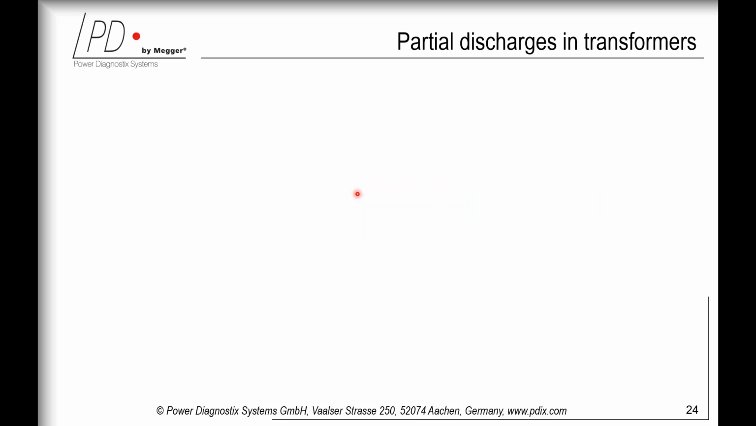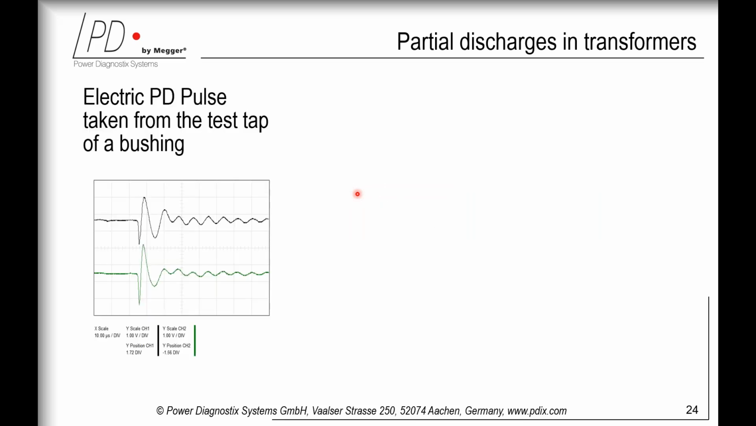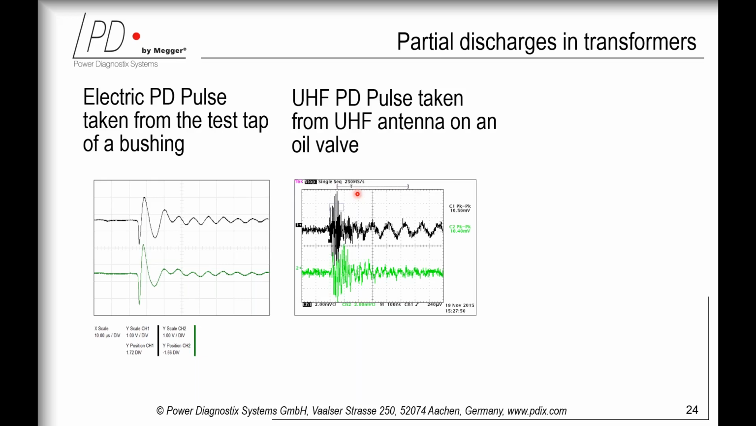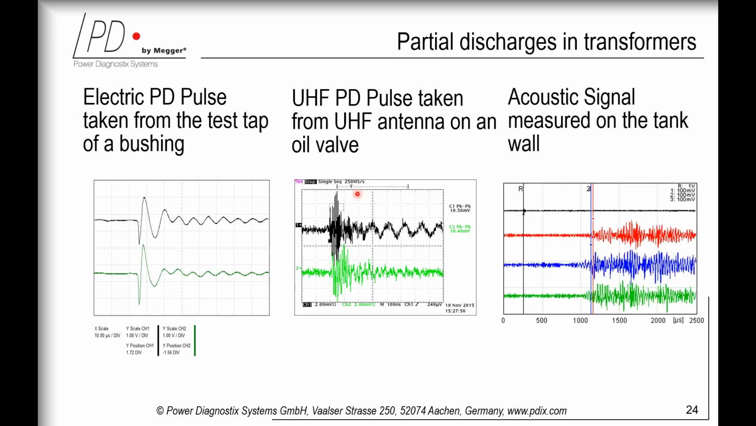Here we will now take a short overview of how the different signal types look. First, we have the electrical pulse traveling over a conductor to the measuring point, looking quite clean. Compared to this, the radiated pulse in oil picked up with an antenna looks rather frayed. And here you see the acoustic signals received by a piezo sensor on the tank wall.